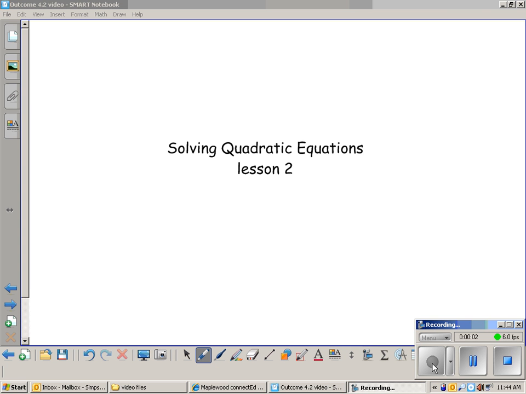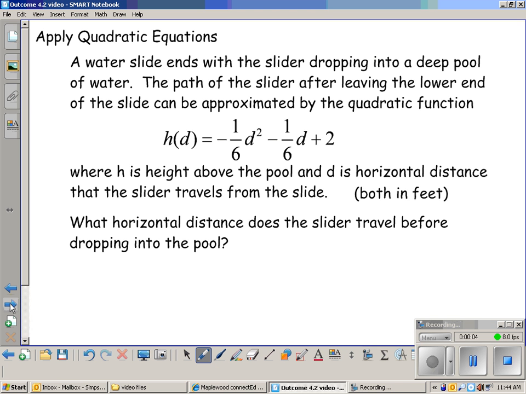Solving quadratic equations, lesson 2. Today we're going to focus on applying quadratic equations.